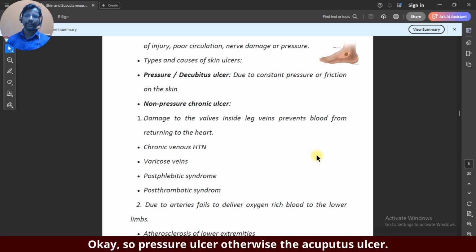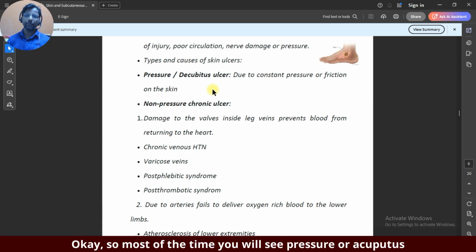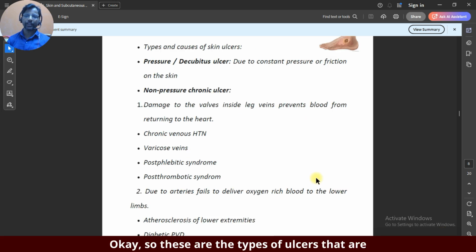Okay, so pressure ulcer, otherwise decubitus ulcer. Both are basically the same, due to constant pressure or friction on the skin. Most of the time we will see pressure or decubitus ulcers in patients who are bedbound for longer durations, or patients who have chronic conditions, and also non-pressure chronic ulcers.